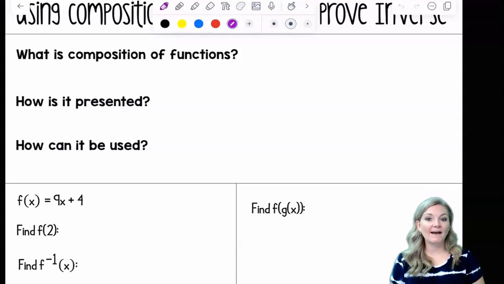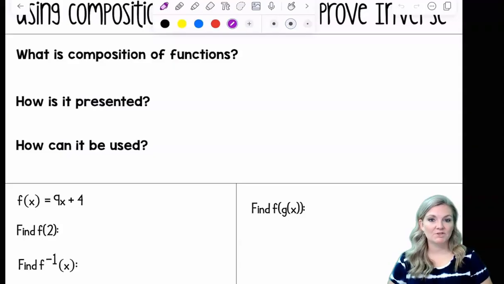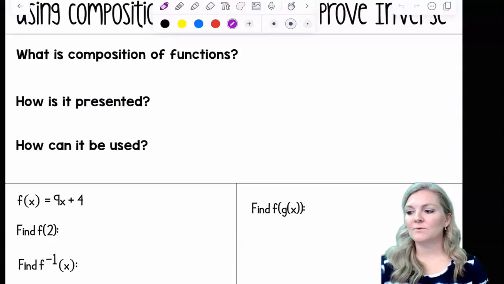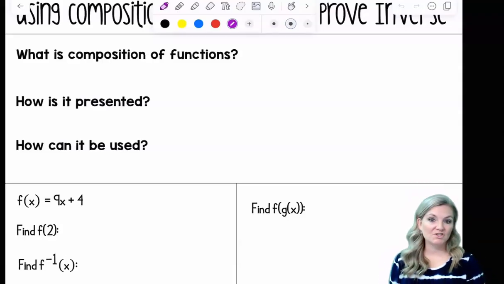All right, so this is the last lesson we have for Unit 1. This one is using composition of functions to prove inverse. Now we have very quickly talked about composition of functions when we did function notation a couple days ago. So let's just review what a composition of function is.